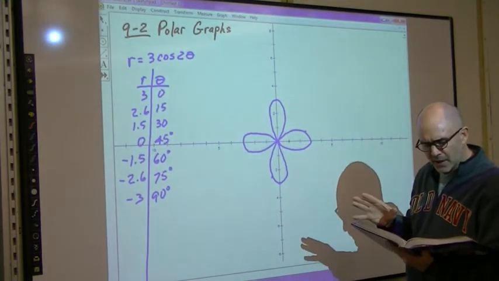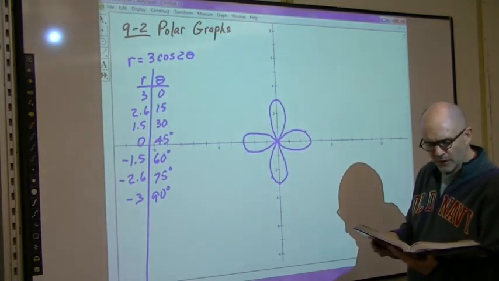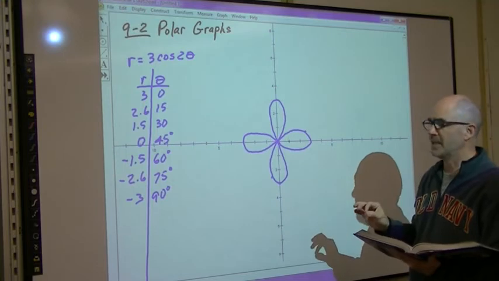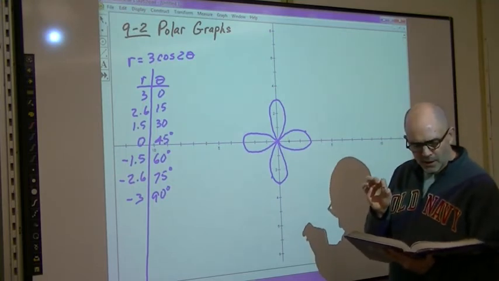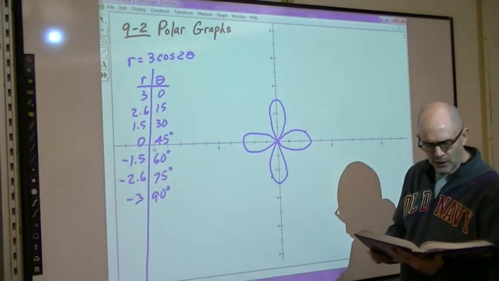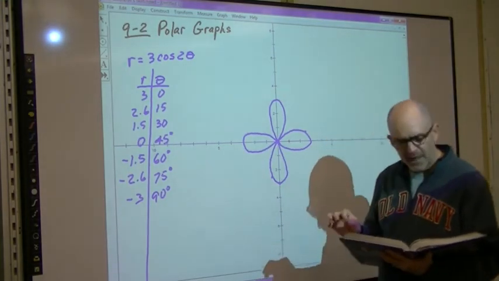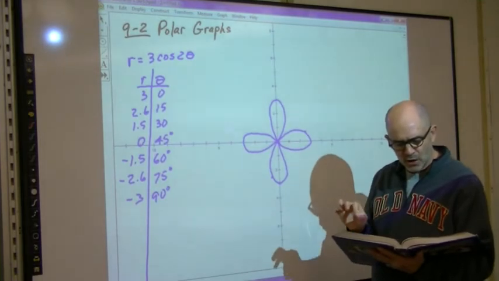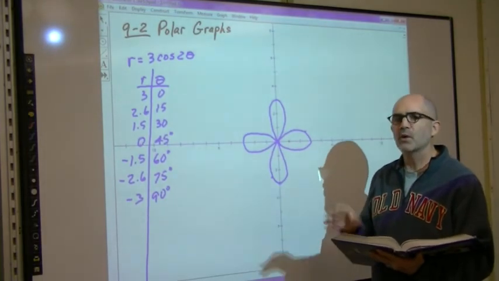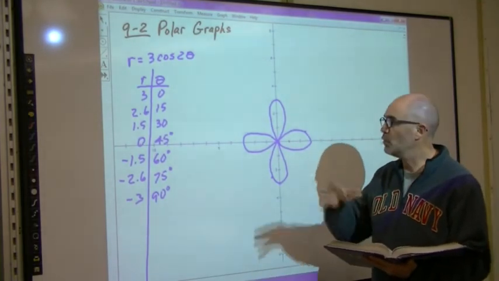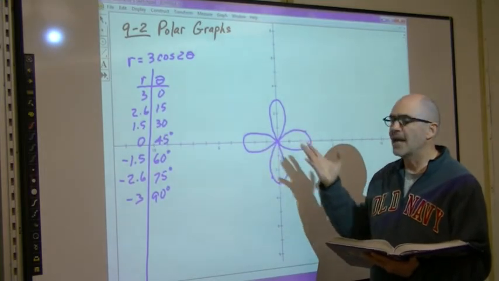So the next classical curve is going to be the lemniscate. Now, that's like an airplane propeller, and the equation is going to look like r squared equals a squared times either sine or cosine of 2 theta. So when you see that equation, you know you're looking at that shape.